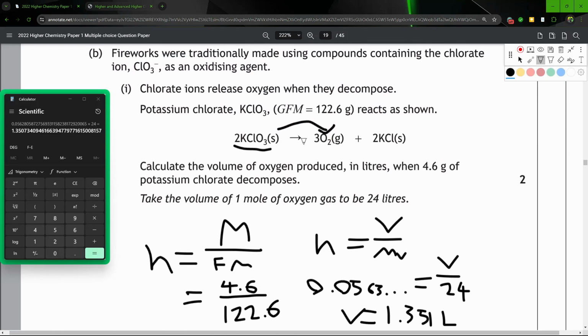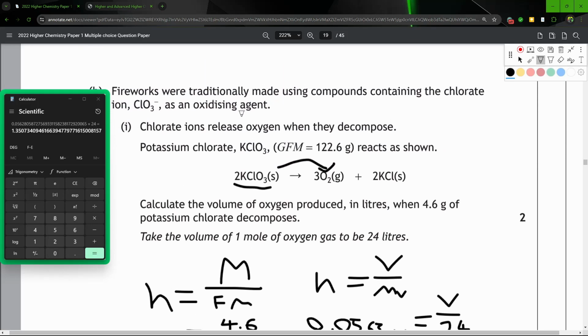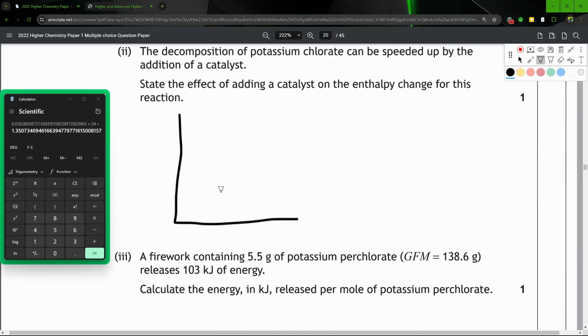we just go and make something up. It doesn't specify. This is a firework, so it's probably actually an exothermic reaction, but it doesn't really matter. We'll just draw a simple reaction graph any other way.